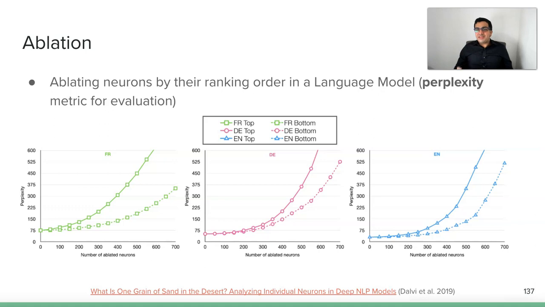Dalvi et al. performed a similar evaluation with language models. Notice that the curves are actually inverted here, as the metric that is being used to measure performance is perplexity. And the higher the perplexity, the worse the model. Hence, it is important to keep in mind what metric is being used so that the performance curves are interpreted correctly.